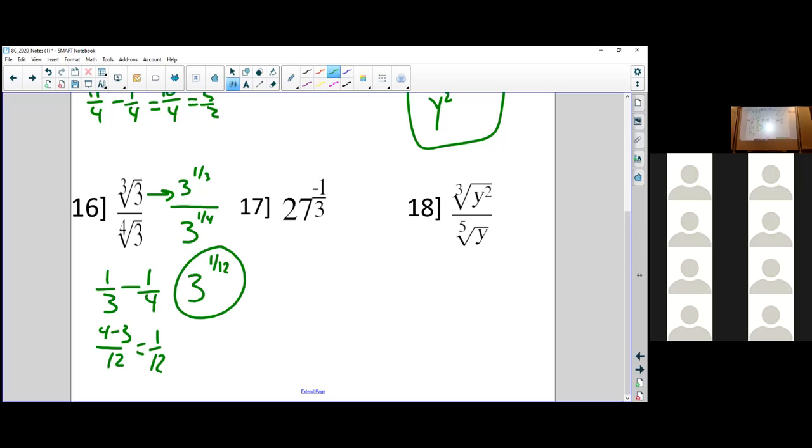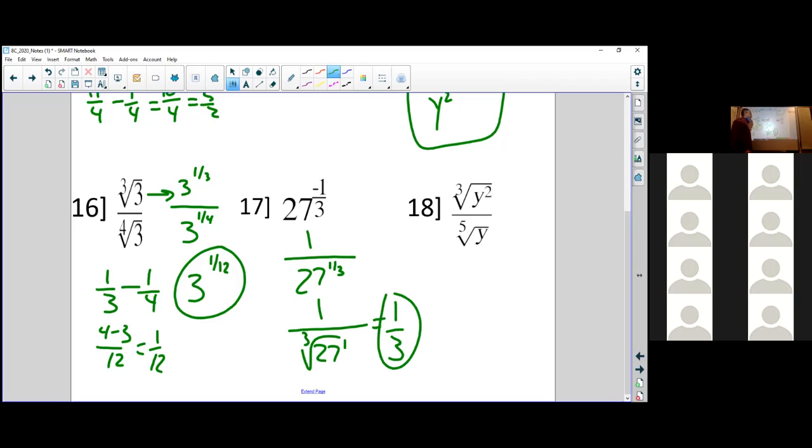Yep, that works. 27 to the negative 1/3 power. This is going to be the same thing as 1 over 27 to the 1/3 power, which is the same thing as saying the 3rd root of 27. 3rd root of 27 is 3 times 3 is 9 times another 3 is 27. So the 3rd root of 27 is 3. So this answer is just 1/3.